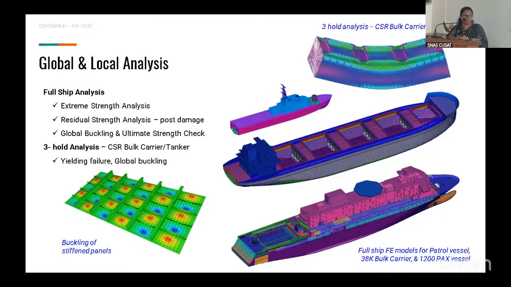And then there is residual strength analysis, where we check for the reserve strength of the vessel once some damage happens to the hull structure. So we remove a part from the vessel hull along with the main structures, and we do the full ship analysis with a lower sea state or a lower wave height, get the results and check whether the reserve strength is okay.